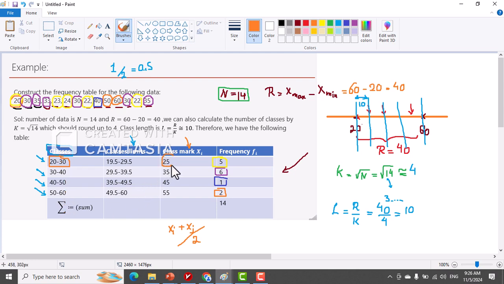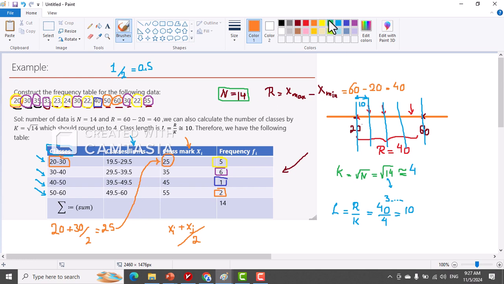It only needs adding 20 and 30 and dividing by 2. So 20 plus 30 is equal to 50, and if you divide it by 2, the result is 25. So the class mark is 25. The class mark over here represents the property of that class.